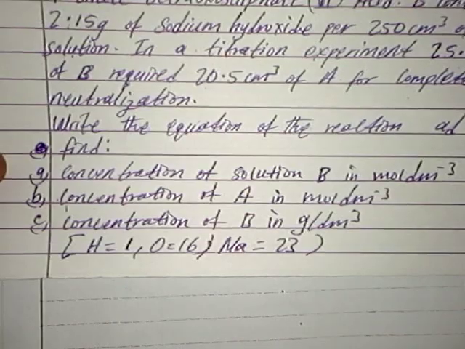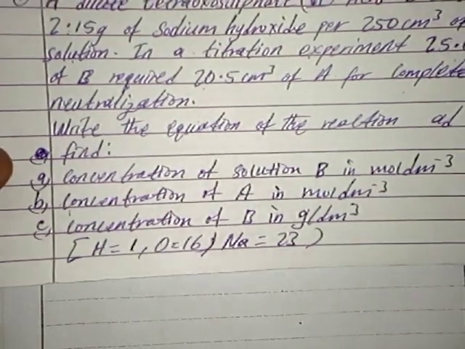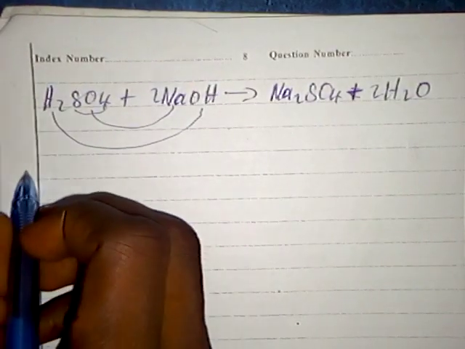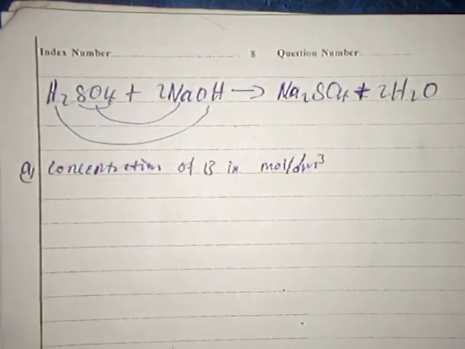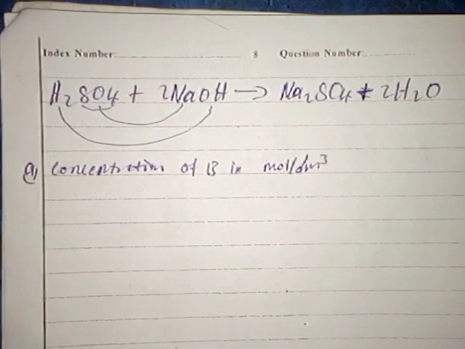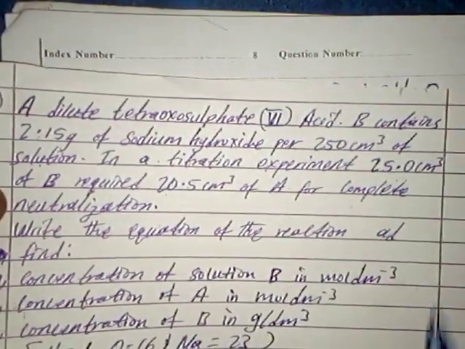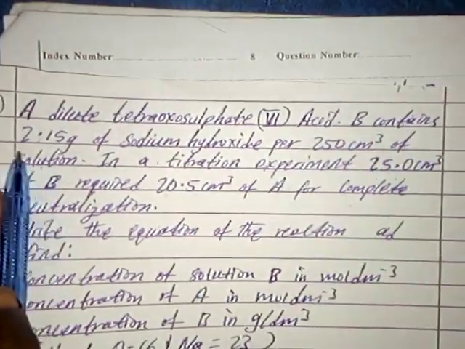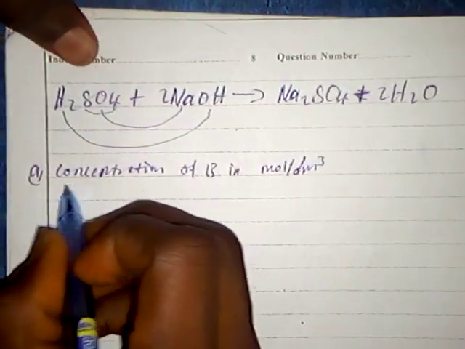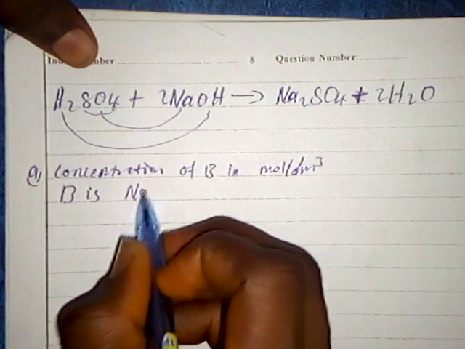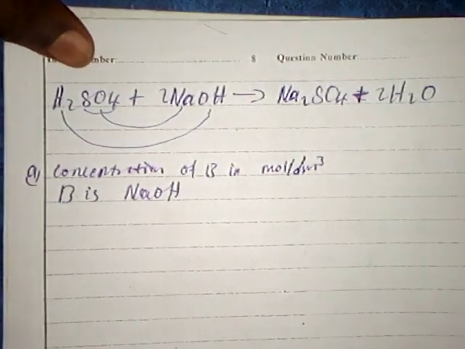Second says what? Find the concentration of B in mole per dm cube. First of all, what is B in the question? Let us see the question. B contains 2.15 gram of sodium hydroxide. So you should know what B is. B is NaOH, sodium hydroxide. You get it?